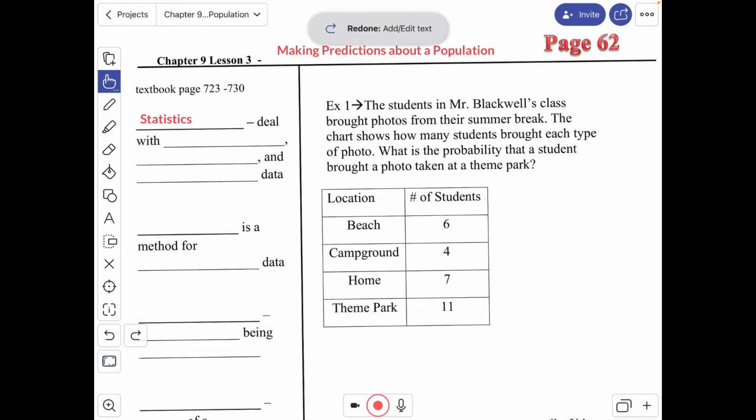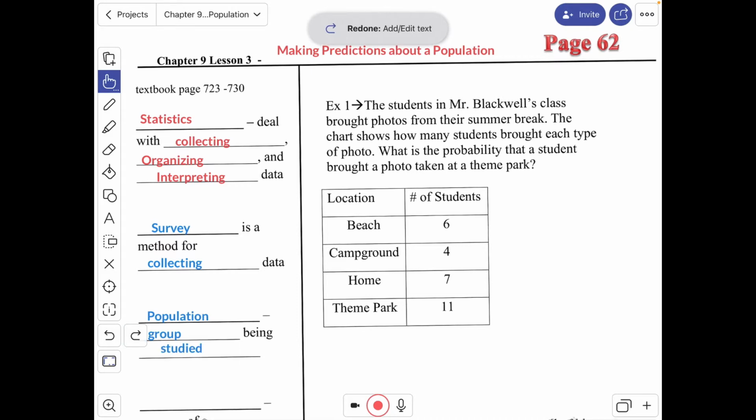Statistics, which is what Chapter 9 is about, deals with collecting, organizing, and interpreting data. Data is just information. A survey is a method for collecting data. And a population is a group being studied.